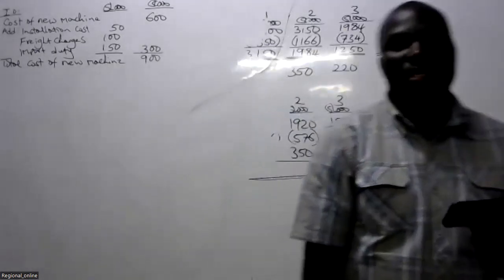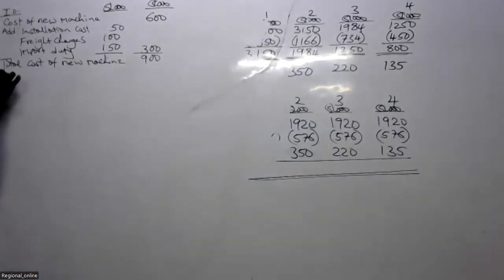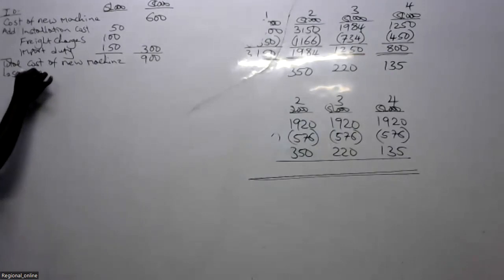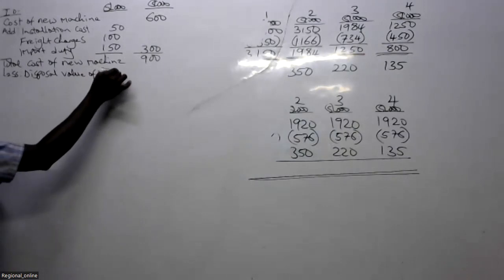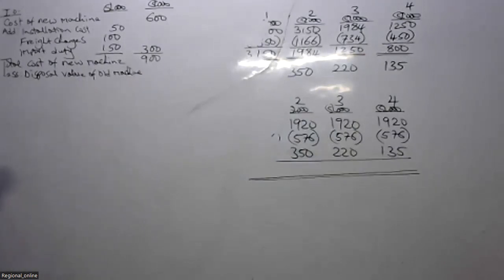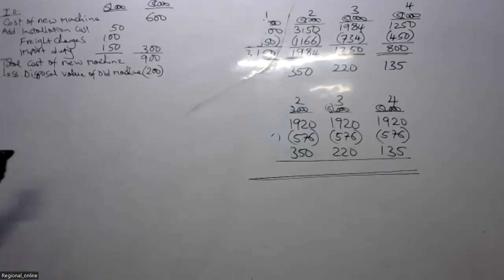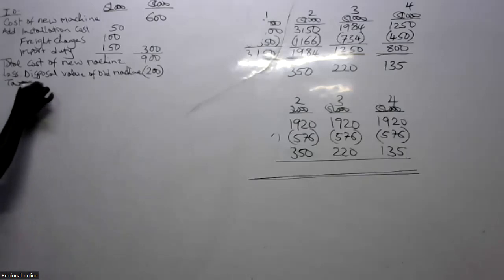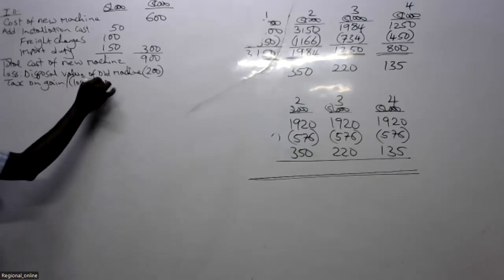As we buy the new machine, we sell the old machine. So we less disposal value of what? Of old machine. Which is how much? I think 200. The current disposal value of existing machine is 200. Then we have what? Tax on gain or loss on disposal.